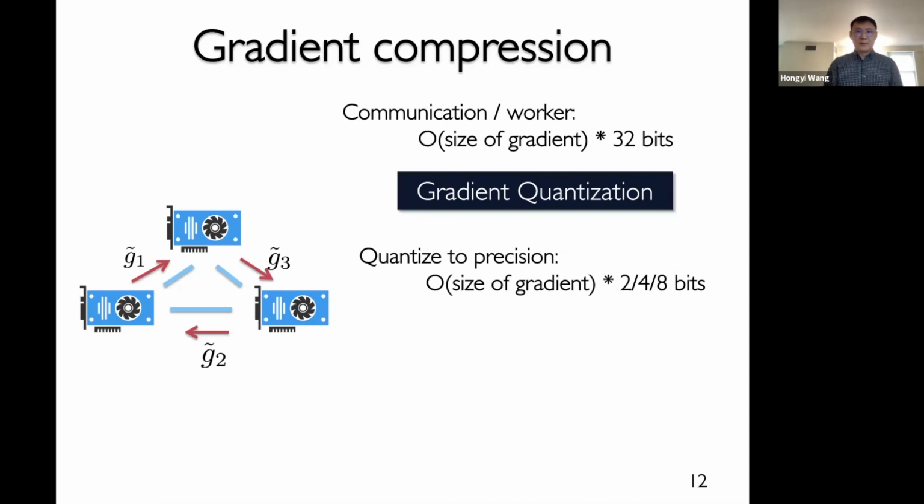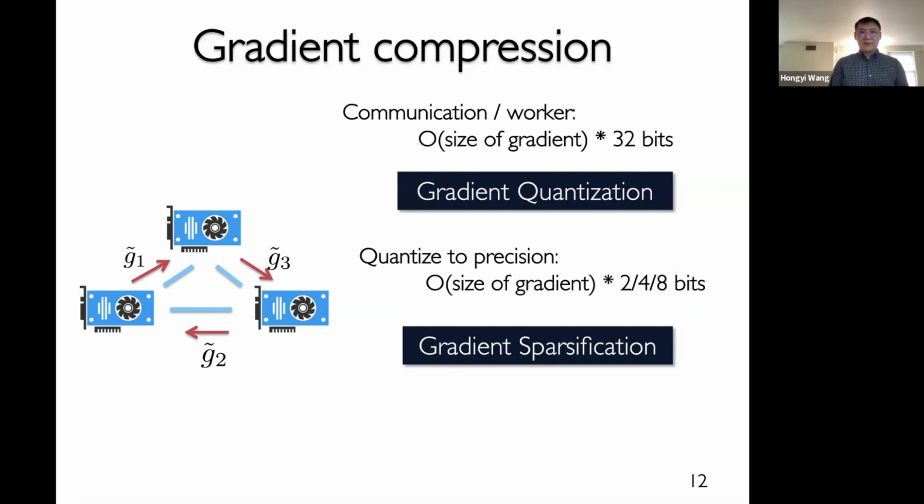Or you can just sample the elements. You can look into the elements and think that some elements might be more important than the others, and you can just sample them, or sample the gradient elements totally randomly, instead of sending everything. That's called gradient sparsification. So the idea is very simple. Let me walk you quickly through some classical algorithmic instances of gradient compression.